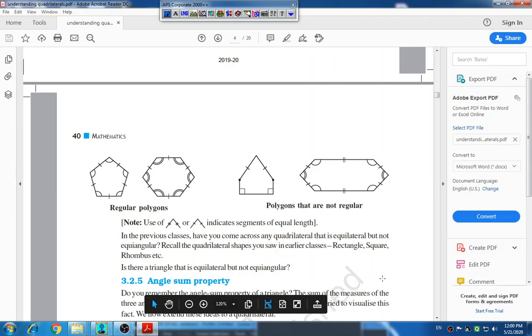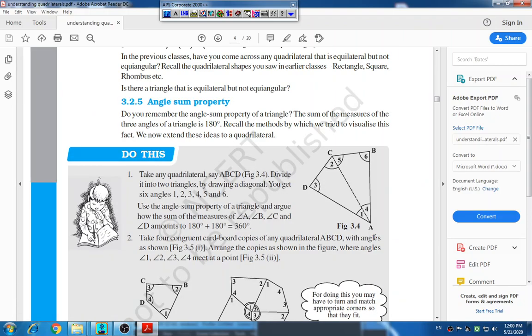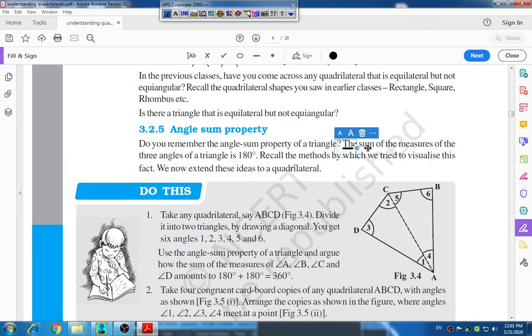Angle sum property. Do you remember the angle sum property of a triangle? The sum of the measures of the three angles of a triangle is 180 degrees. Listen carefully, look carefully and read carefully. The sum of the measures of the three angles of a triangle is 180 degrees.